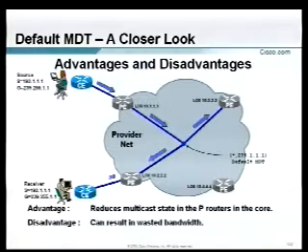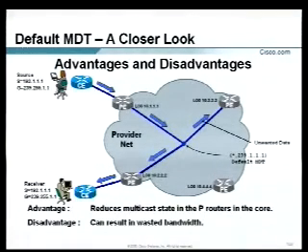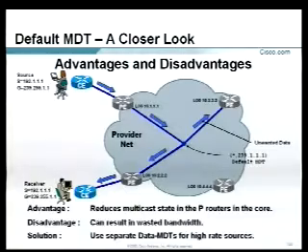Disadvantage, it can result in wasted bandwidth. There are PEs that don't lead to receivers, but they're getting the data anyway. That's one of the problems. And the solution, this is where the interoperability stops. We could, between vendors, use the default MDT and everything would work just fine. But beyond that, it's not specified exactly what to do.